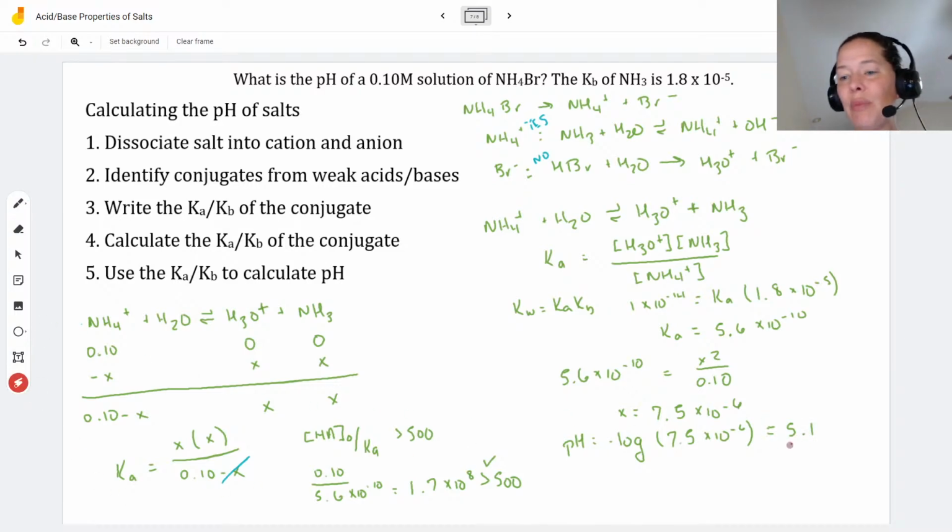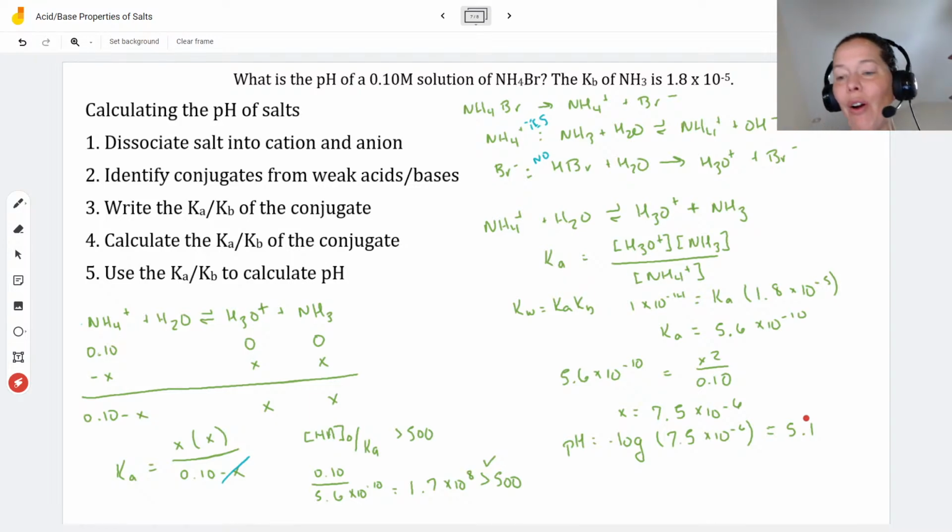Again, hopefully this makes sense. You have a pH that is less than 7 because you have a very weak acid in solution, so it should give you a pH of less than 7. Now this is not strongly acidic, but still it's acidic. That's all you need to know.